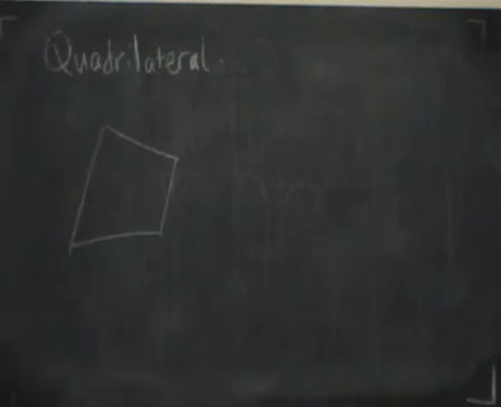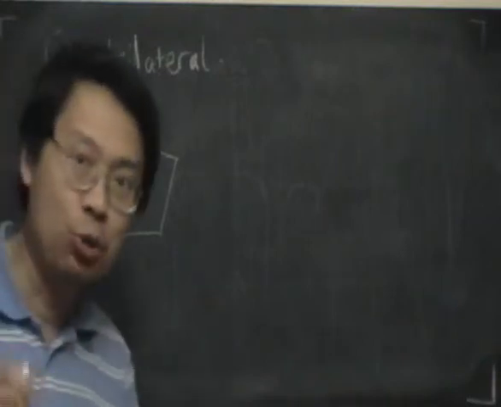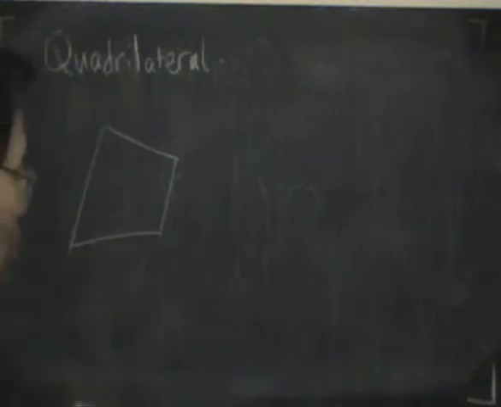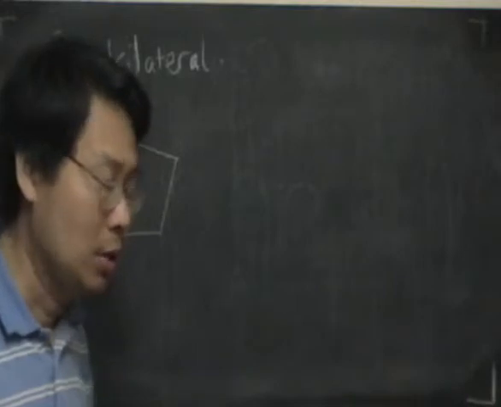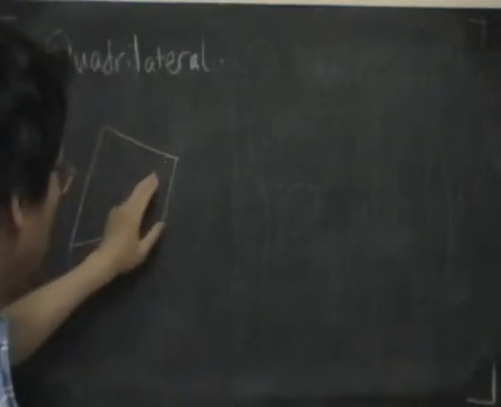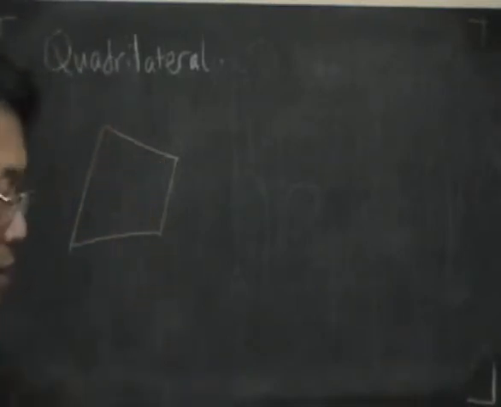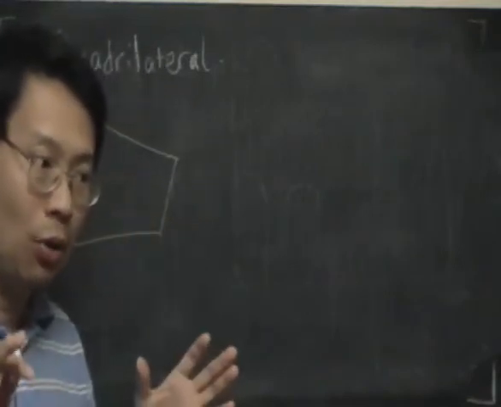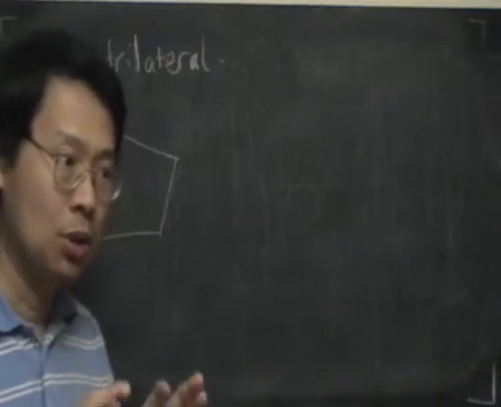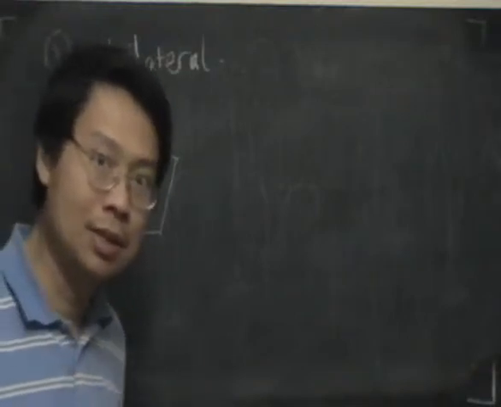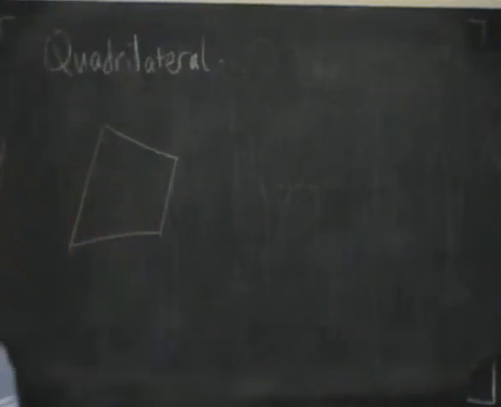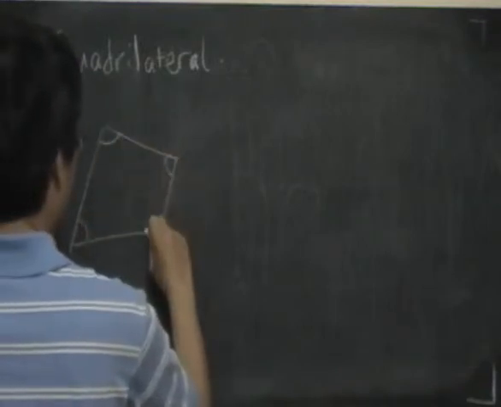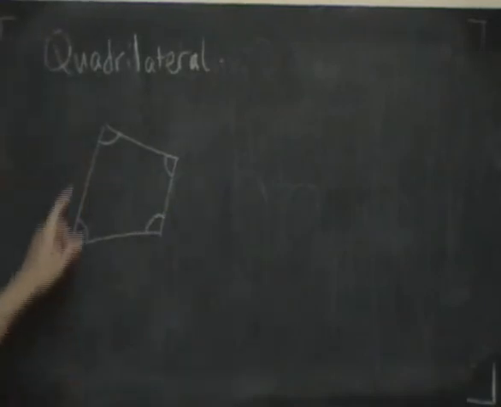Now, there is something special about a quadrilateral. No matter what the shape looks like, the four angles inside must always add up to give you 360 degrees. So we are talking about these angles. Those four angles.